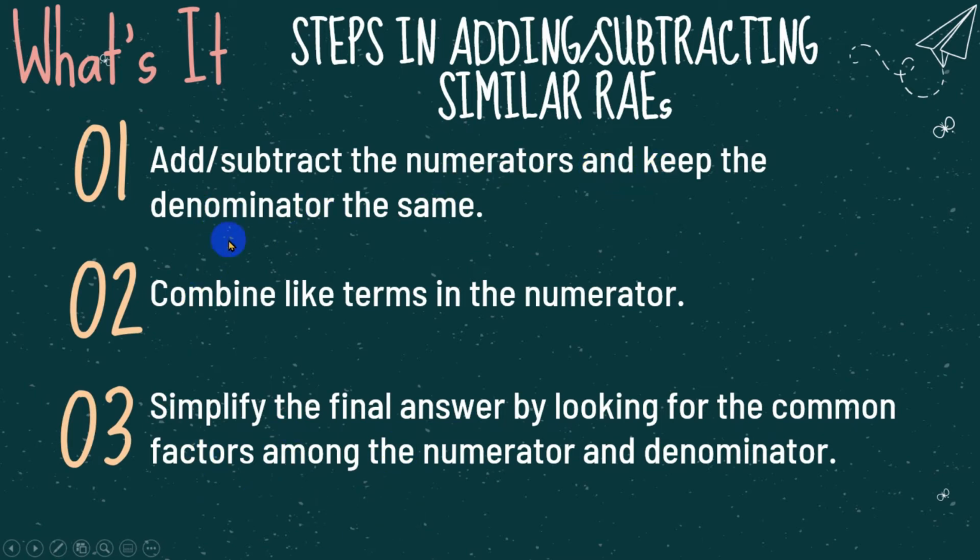Mag-add daw tayo ng numerator and then keep the denominator. Then huwag kalimutan mag-combine ng like terms. Pag sinabing like terms, same variable with the same exponent. Tandaan, same variable with the same exponent. Then, we have to simplify. Pag sinabing simplify, possible na meron tayong factoring technique dyan.